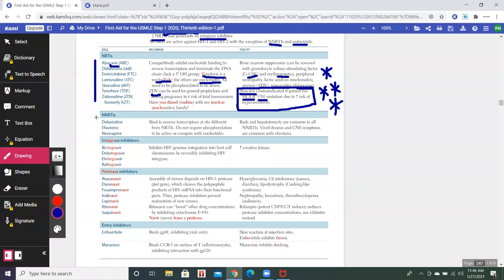Okay. Next one is non-nucleoside reverse transcriptase inhibitors. We have delavirdine, efavirenz, and nevirapine. They bind to the reverse transcriptase at a site different from NRTIs, but they do not require phosphorylation to be active. Do not put a lot of attention to this mechanism of action. Just try to remember the names and the fact that they are non-nucleoside reverse transcriptase inhibitors, that's enough. Rash and hepatotoxicity are common. Vivid dreams and CNS symptoms are common with efavirenz, not high yield, so you do not have to focus on this. There's another thing over here that you have to focus on: pancreatitis, that can be caused by didanosine.